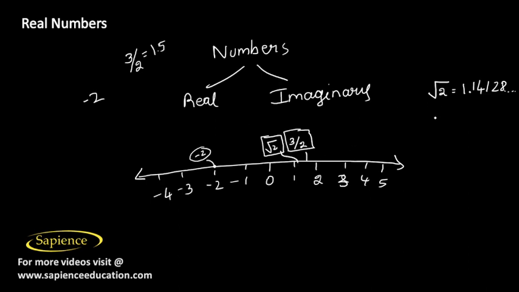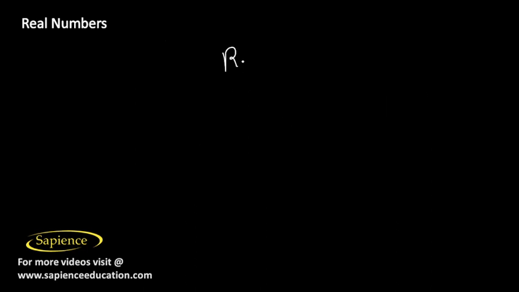But when we talk about a number like this, the number cannot be represented in the number line. So this is called an imaginary number. Square root or cube root of any negative number is called an imaginary number. So in this video, we'll be talking about real numbers only. Real numbers are further classified into rational and irrational numbers.